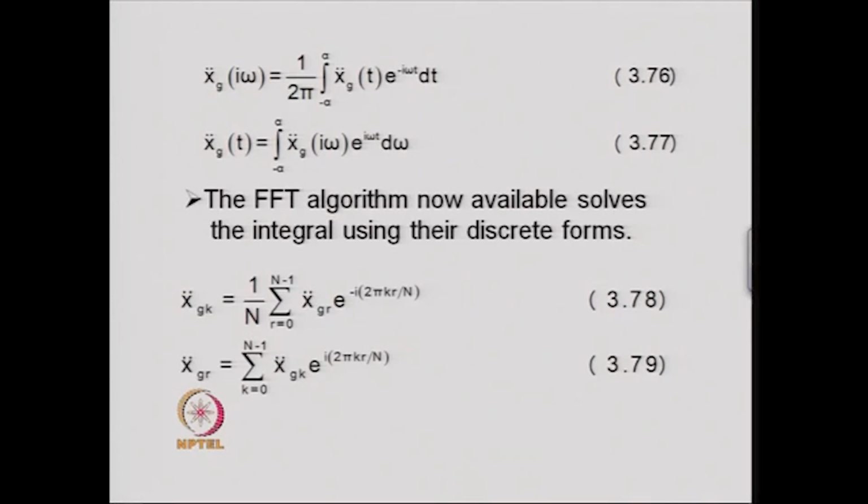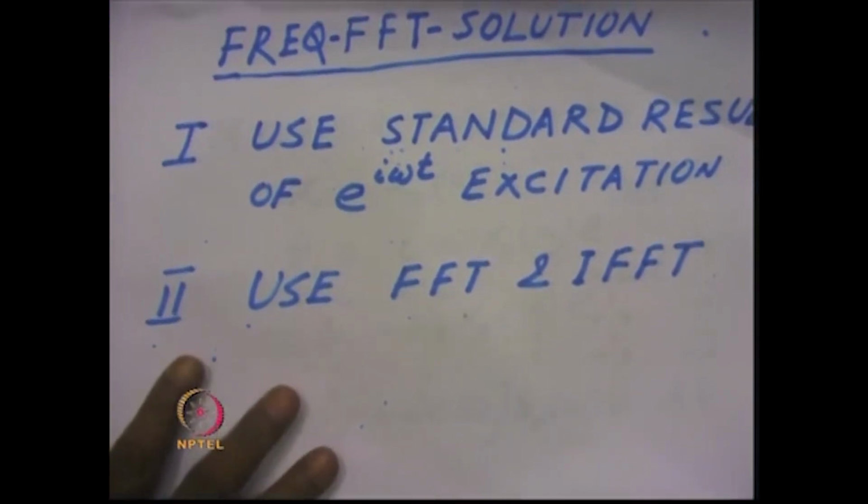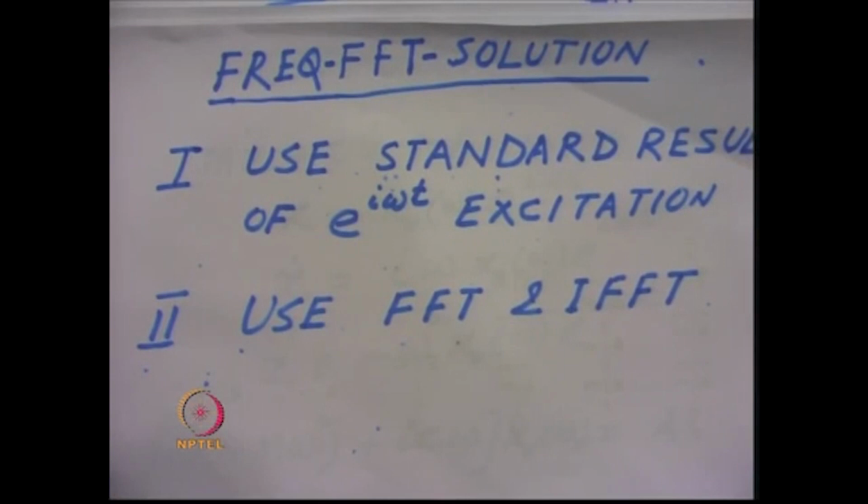Now, if we recall, instead of Fourier series analysis for finding out the frequency contents of the ground motion, we introduced the FFT algorithm or the Fourier transform algorithm, in which the parent equation is the pair of Fourier integral, which is given in equations 3.76 and 3.77, and the discrete form of the Fourier integral is the one which is given in equations 3.78 and 3.79.